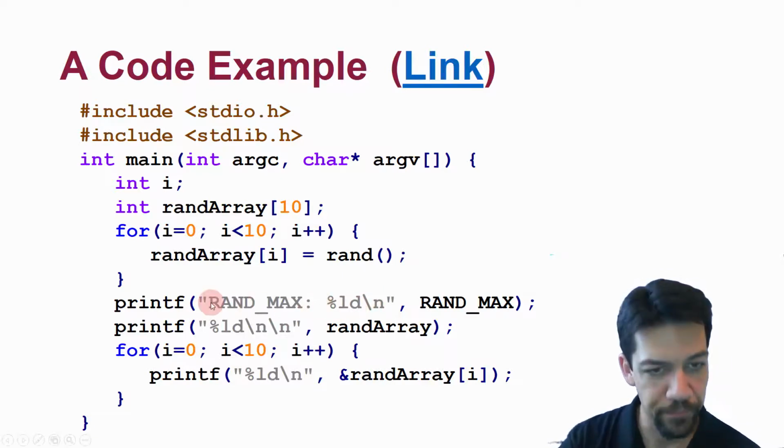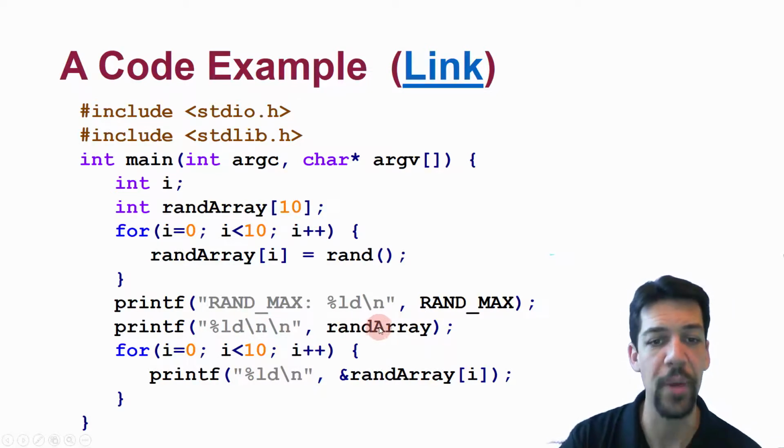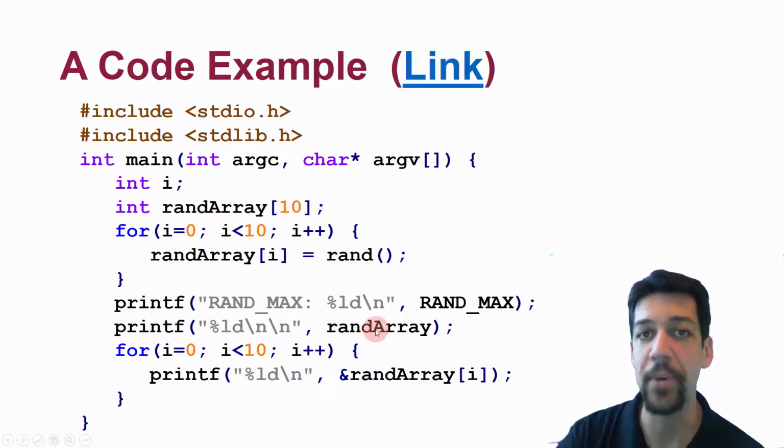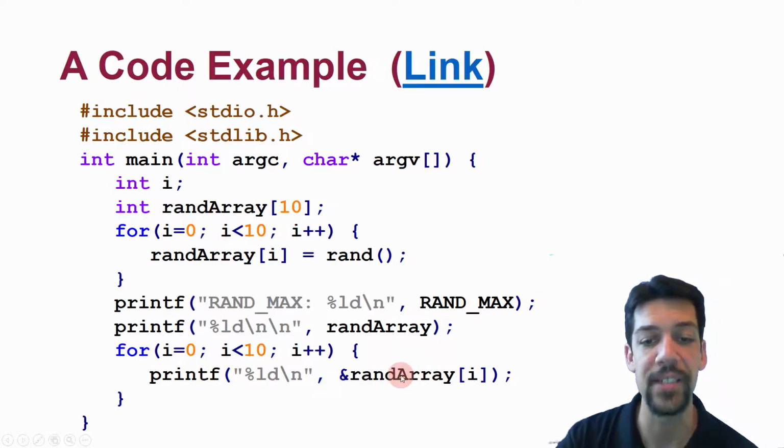So I've got my randomX here. I print out the maximum value there. Then I print out the address. Remember, the name of the variable of an integer, or the name of an array, is its address. So when I print out rand array, I'm not going to print out the value, I'm going to print out the address of rand array. Then I'm going to go through and print out the address of every element of rand array. So let's see what this looks like.